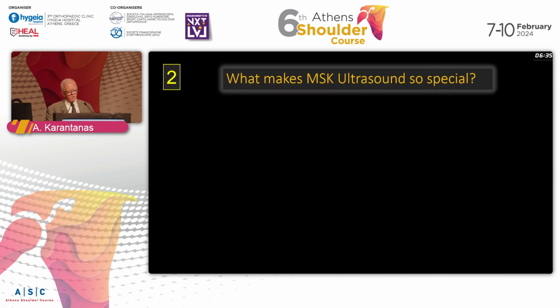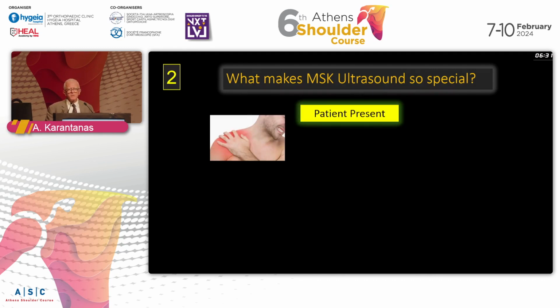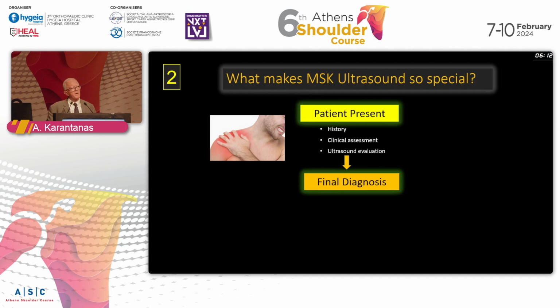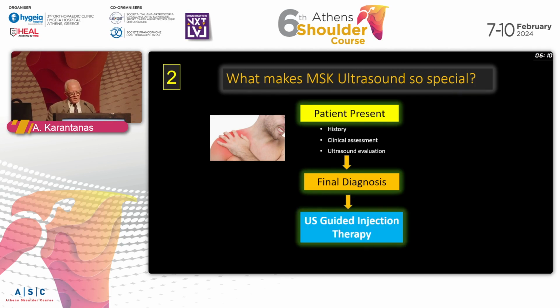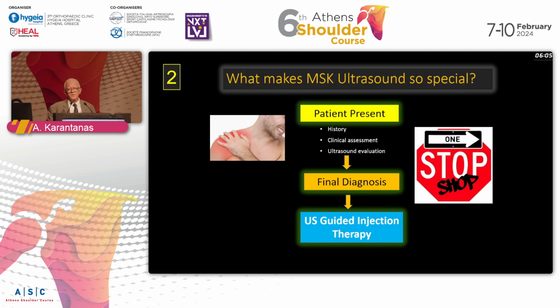What makes ultrasonography so important, so special in the shoulder area? First of all, we radiologists see the patients face to face, and this allows us to extract information from the history. We can make a rough clinical assessment and clinical tests with the ultrasound, and in the end, the ultrasound evaluation may result in a final diagnosis. We can also suggest US-guided injection therapy at the same time, and therefore ultrasound can be a one-stop shop.